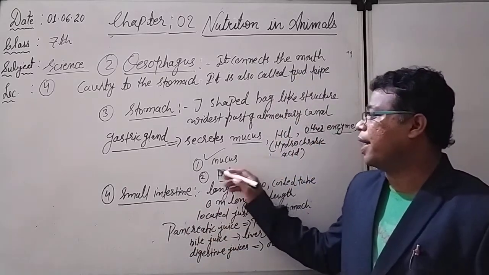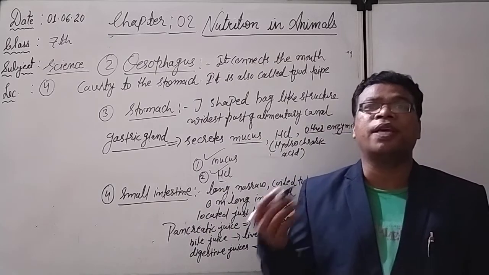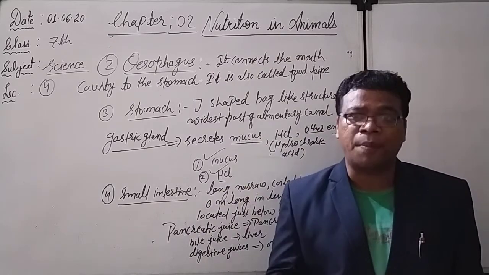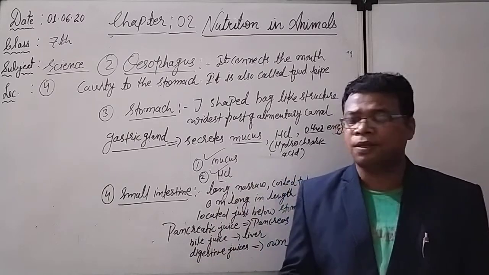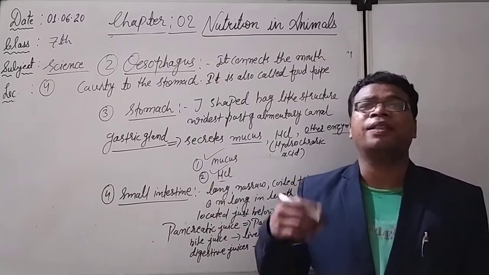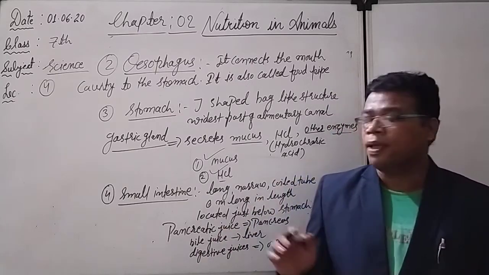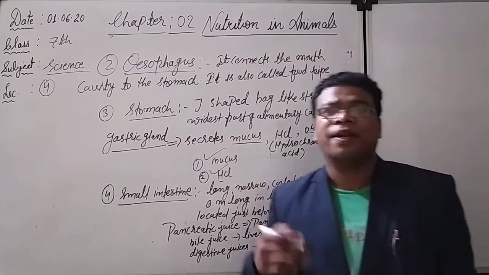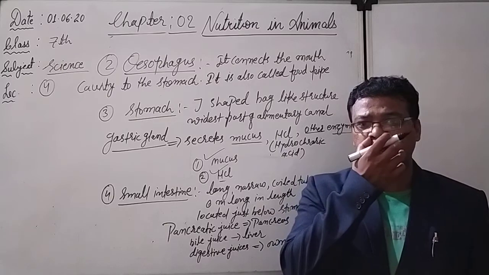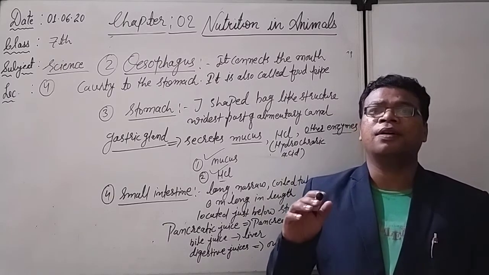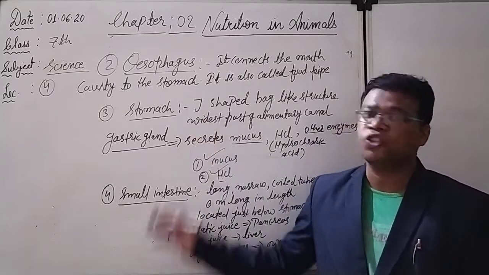Next is the hydrochloric acid. What is the function of the hydrochloric acid? The hydrochloric acid kills some of the bacteria which might be present in our food particles, here and there. Next are the digestive juices. Digestive juices work on the starch material, they also work on the protein material, and in this way some of the digestion is completed here inside the stomach.